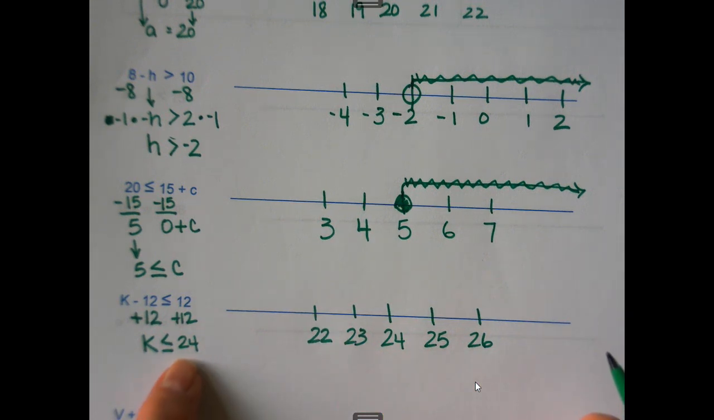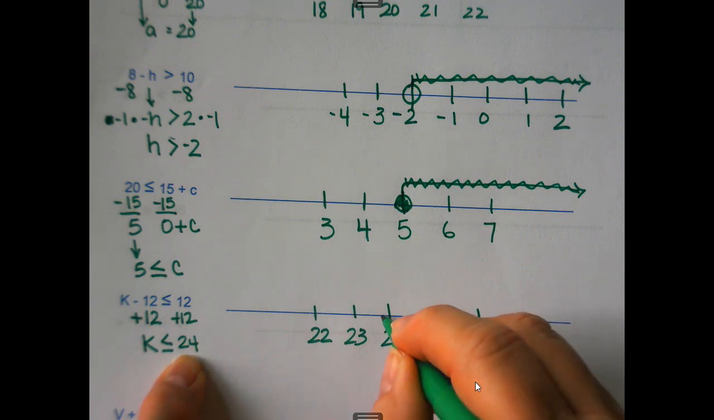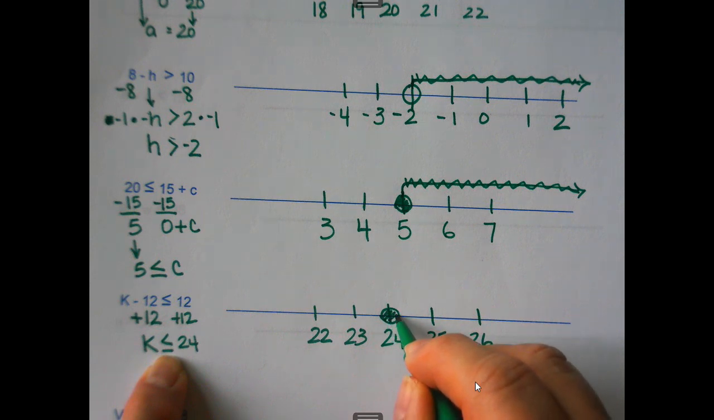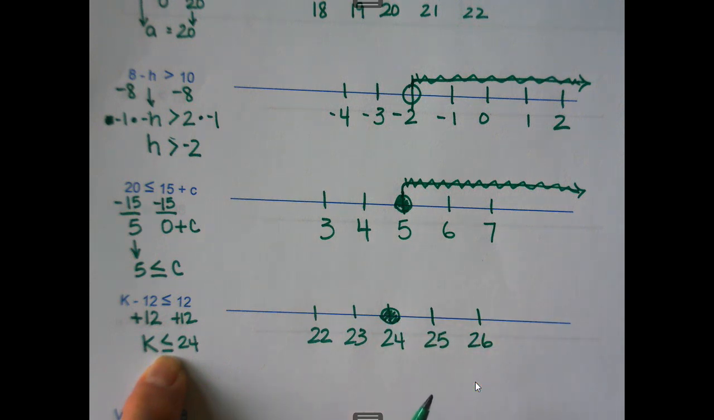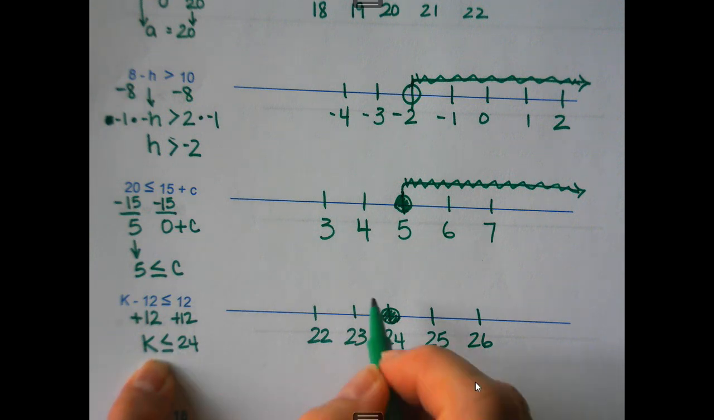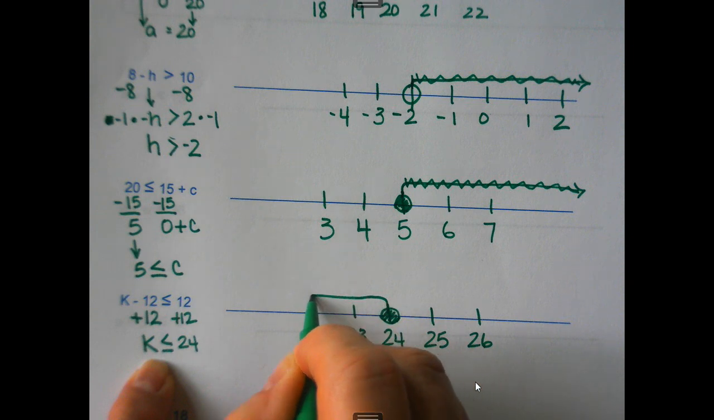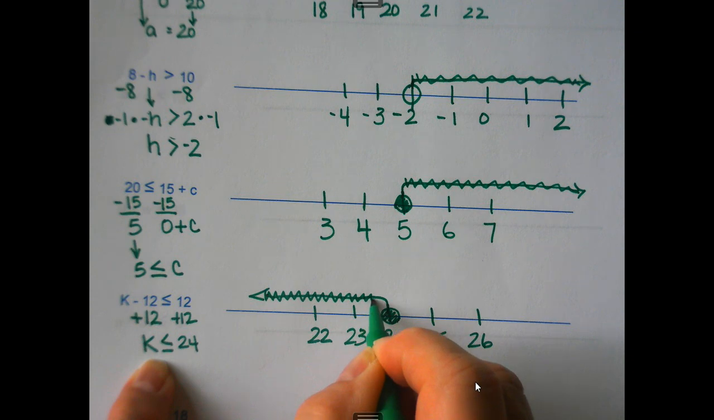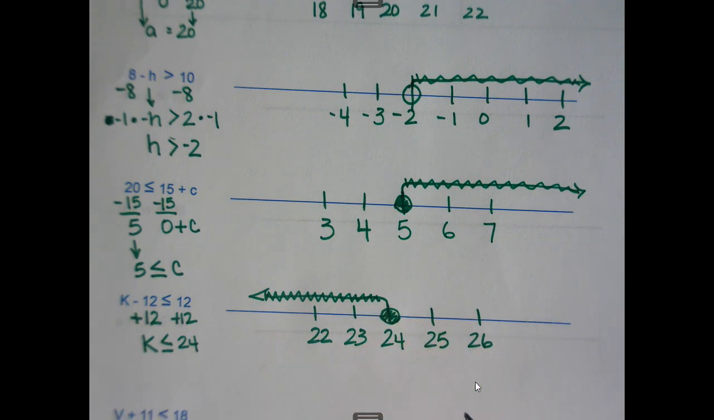So I'm going to mark my 24 with a circle. I'm going to look at the symbol again. It's less than or equal to. And because the or equal to is there, I'm going to shade this in. But now I have to decide which way my arrow is going to go. Anything that can make this true is going to be less than or equal to 24. So I'm going to go this way with it. And I put that arrow on the end because it really could go on and on and on through infinity.